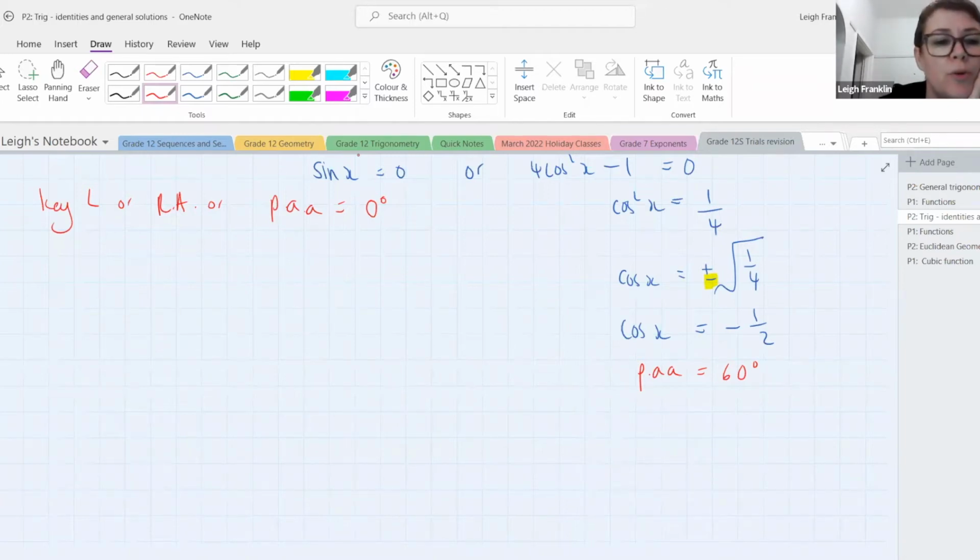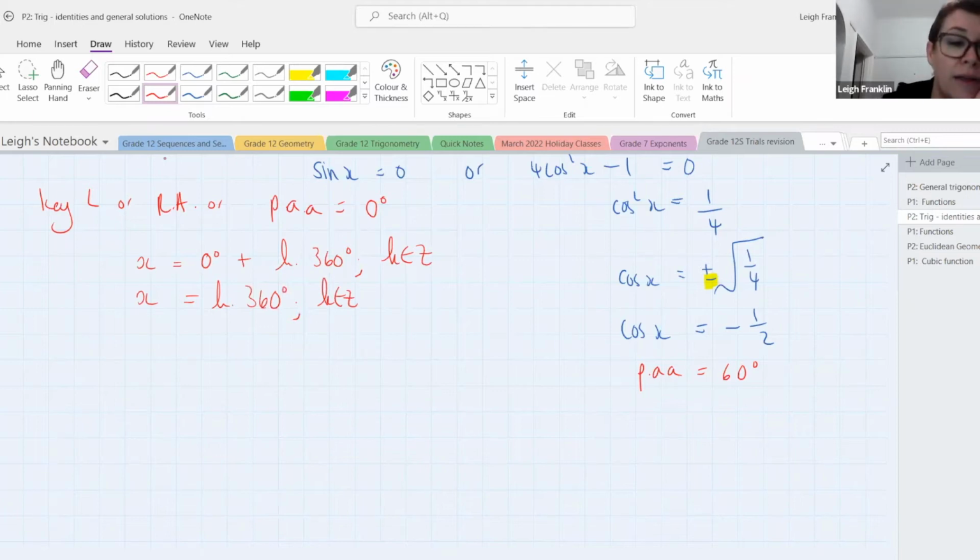So that means we're doing a solution in quadrants 1 or 2. So in quadrant 1, we would say that x, our angle, is equal to our key angle, or RAA, which in this case is 0 degrees, plus k times 360. K is an element of the integers. If you want to just write that as x equals k times 360, k is an element of the integers, there's nothing wrong with that either. You don't have to write the 0 degrees.